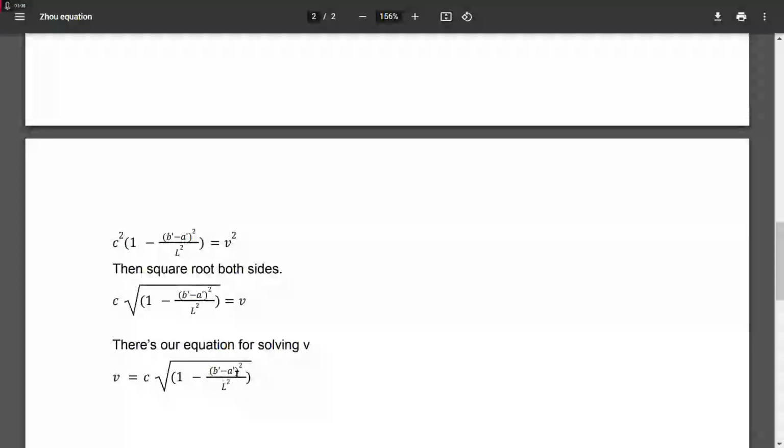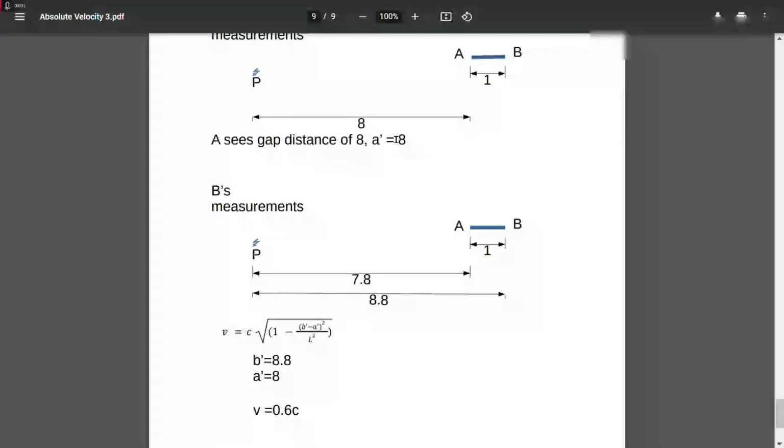Remember, B prime and A prime are the measured distances from B and A. L prime is the distance in between A and B. Again, A and B do not actually have to be on a single spaceship. They could be two separate spaceships. As long as they're moving in uniform motion with each other, we can use their calculations. And now it's just a matter of plugging everything in.